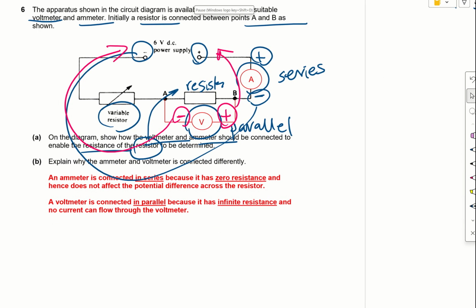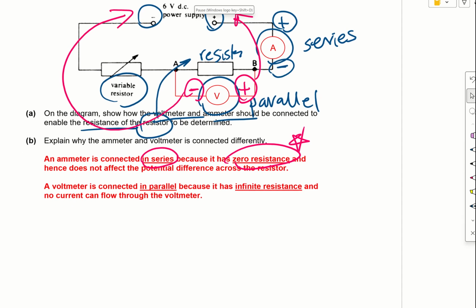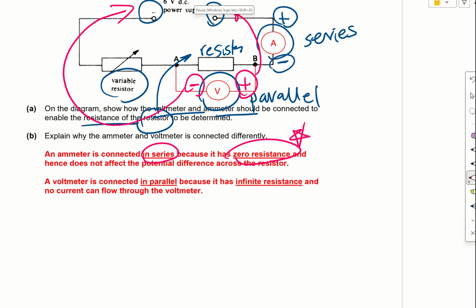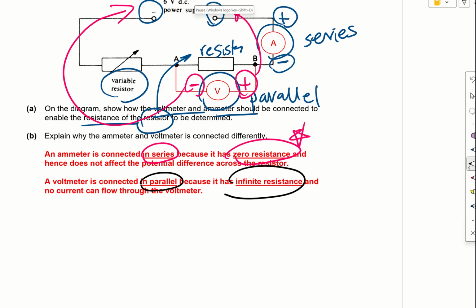Okay, so explain why the ammeter and voltmeter are connected differently. Okay, the ammeter is connected in series because it has zero resistance. This one you need to take note, okay, virtually zero resistance or negligible. The voltmeter is connected in parallel because it has very high resistance, okay, so we don't want the current to flow through the voltmeter, right?